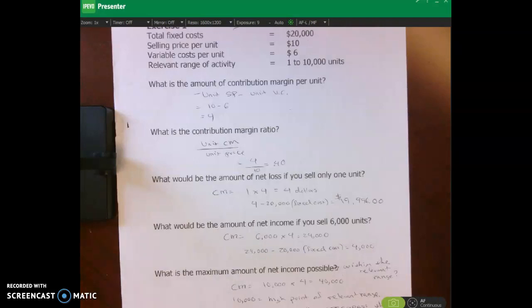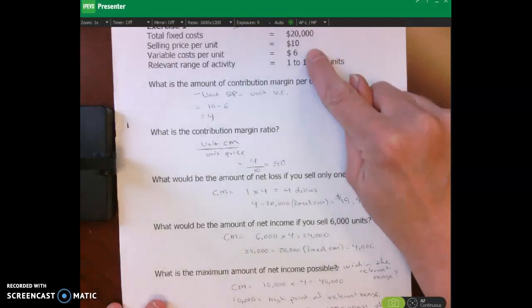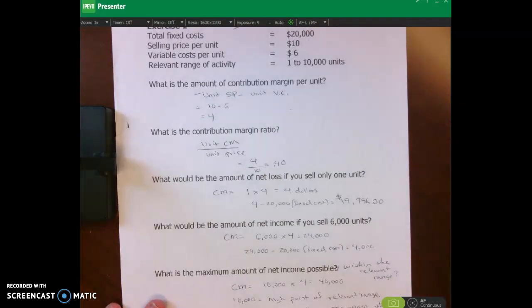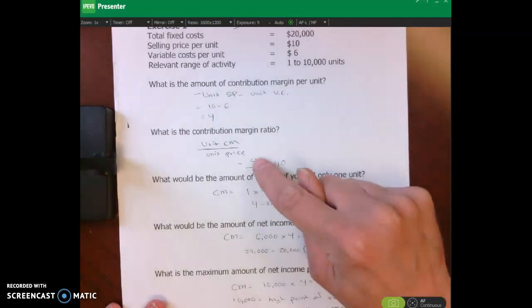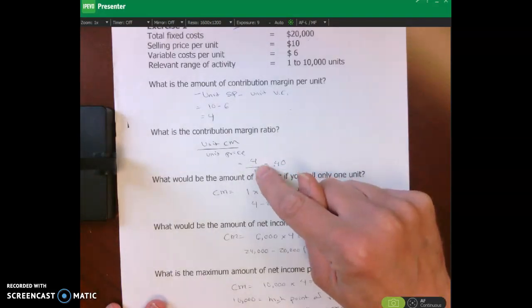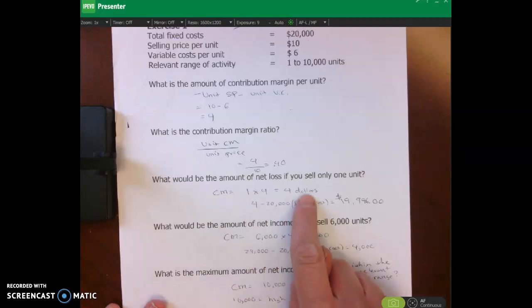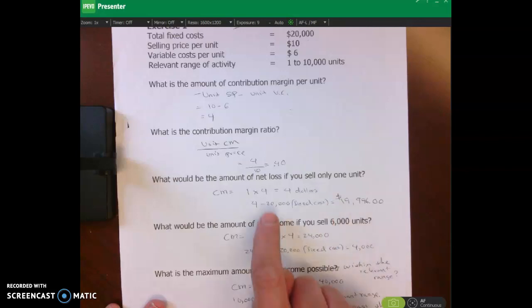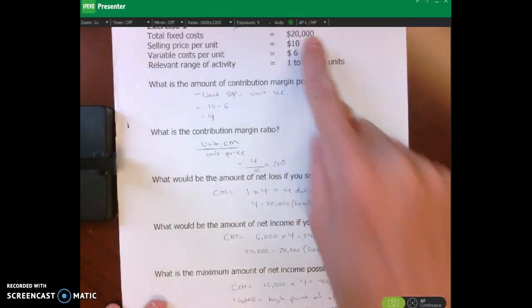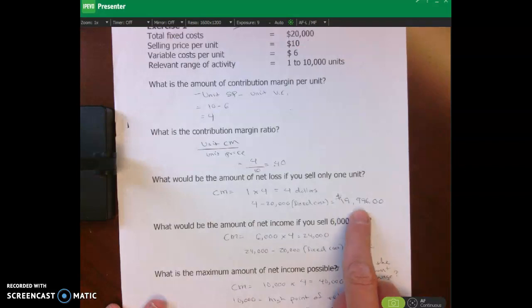So looking at additional exercise 1, what is the amount of contribution margin per unit? We take our sales price minus our variable cost, it's 4. What is the contribution margin ratio? The contribution margin divided by the sales price, 0.4. What would be the amount of net loss if you only sold 1 unit? Well, I could take my contribution margin of $4, that's my contribution margin if I sell 1 unit, minus my $20,000 of fixed costs. This would be my loss.